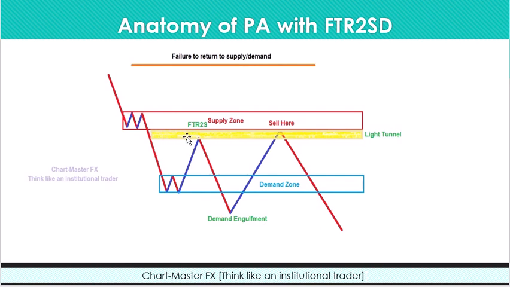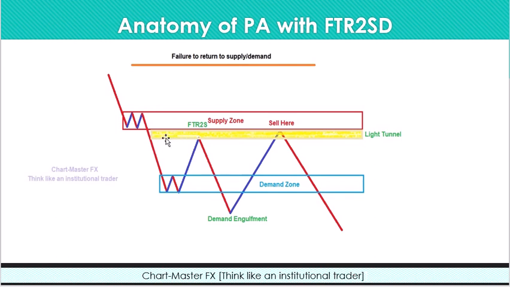This actually helps you to minimize risk, because if you have a failure to return somewhere here and your light tunnel is great, then you have a problem. You have a problem because if the market reacts against you, it means your stop loss will be here. So once your stop loss is hit, then you have lost a lot of money. So you need to make sure that your light tunnel is significantly low.